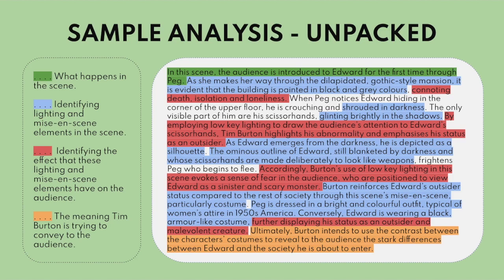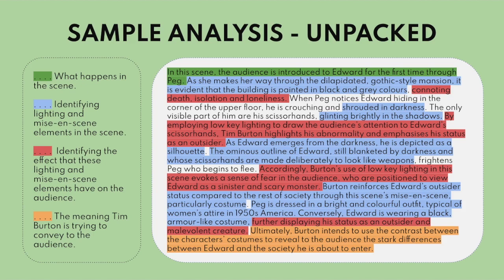Let's keep reading. So as Edward emerges from the darkness, he is depicted as a silhouette. The ominous outline of Edward, still blanketed by darkness and whose scissor hands are made deliberately to look like weapons, frightens Peg, who begins to flee. Accordingly, Burton's use of low-key lighting in this scene evokes a sense of fear in the audience, who are positioned to view Edward as a sinister and scary monster.